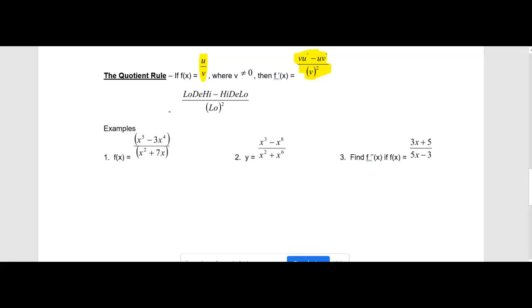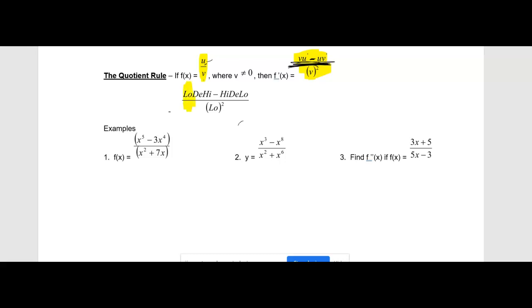V is your denominator, U is your numerator. So the denominator stays the same. U was the numerator, and we want the derivative of the numerator. With the quotient rule we subtract, and then we leave our U alone. Notice how the U doesn't have a tick mark, so you take whatever the original numerator was and rewrite it. V prime then is the derivative of your denominator. And then all of that gets divided by your denominator squared.